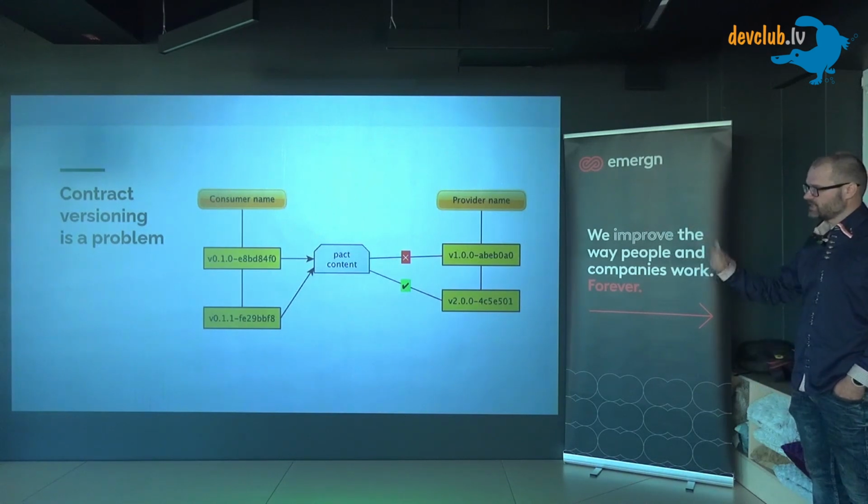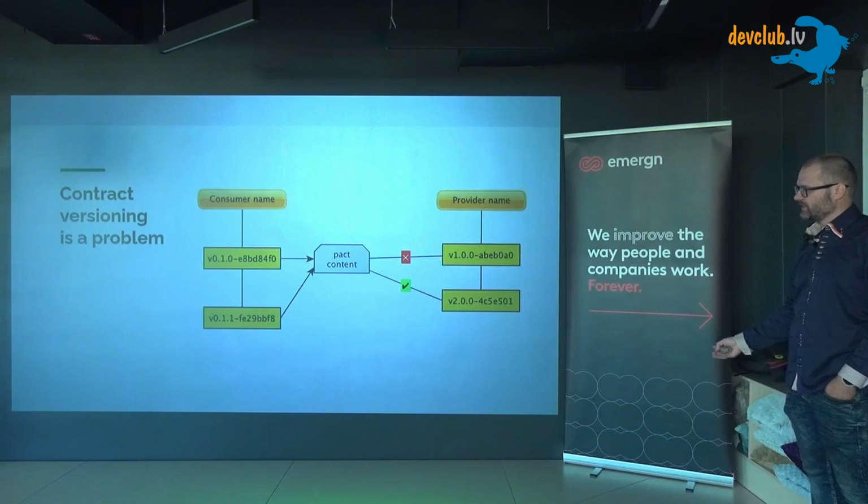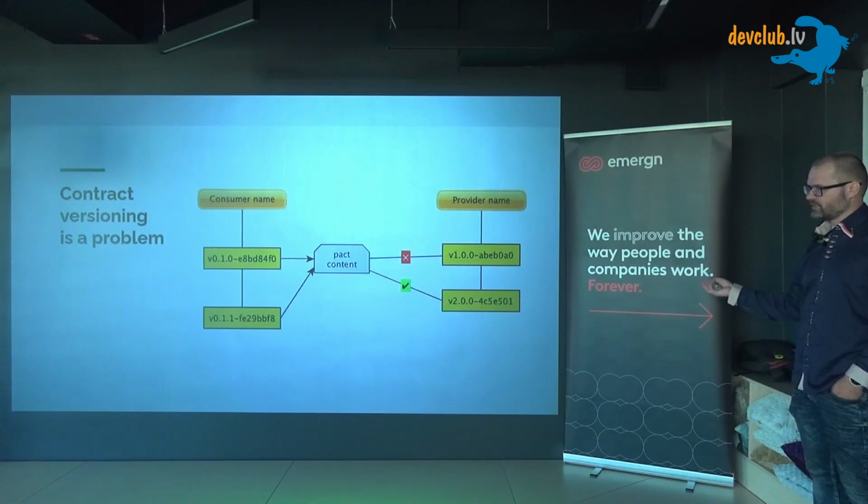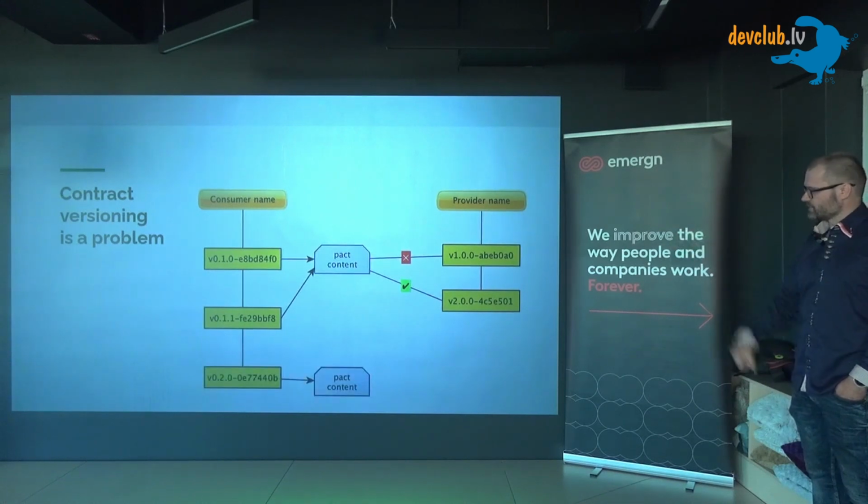Then there is a new version for the microservice. This version actually doesn't change anything in the contract. If nothing in the contract is changed, it automatically gets verified. It doesn't have to go through the verification process again. But then there is a new version 0.2, and that creates a new contract.